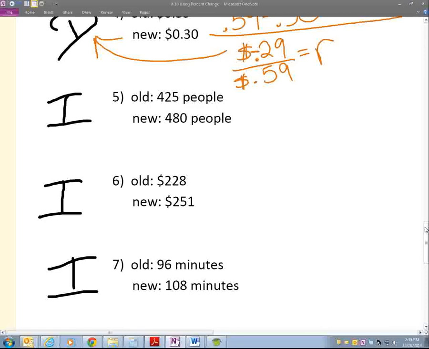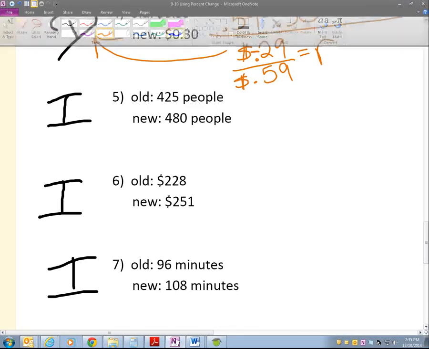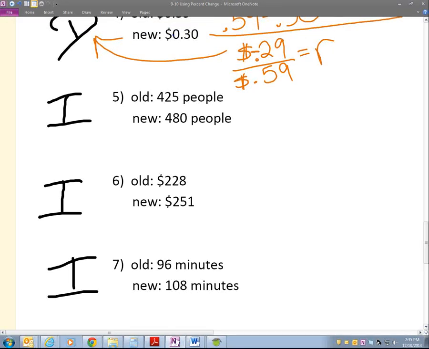Next one. JD, can you help me out with this one? What does it say at the top of your page?